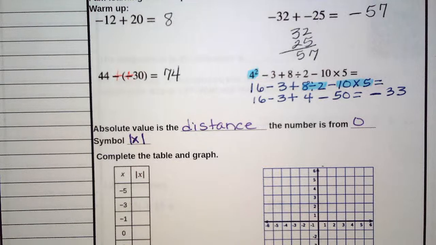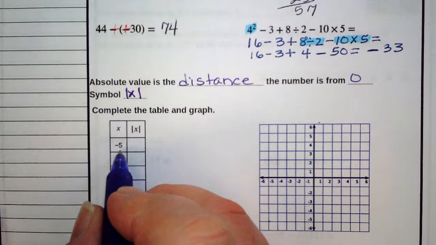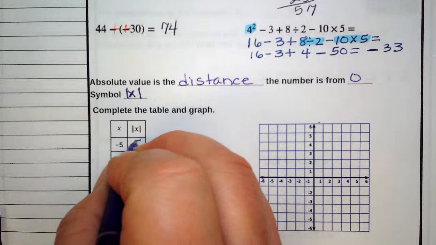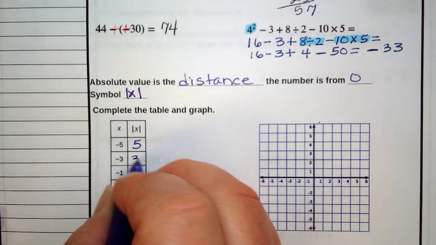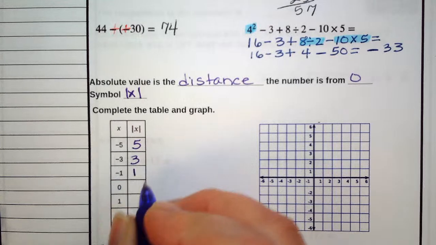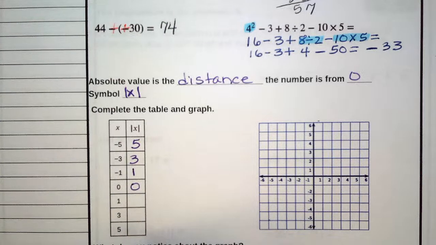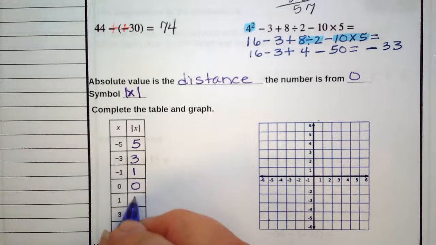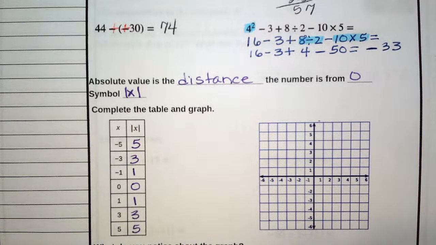So let's see what the absolute value graph looks like. If I'm looking at this, how far is negative 5 from 0? Well, it's 5 units. How far is negative 3 from 0? 3 units. How far is negative 1 from 0? 1 unit. How far is 0 from 0? It's not anywhere. So that is 0. 1 is 1 unit from 0. 3 is 3 units from 0. And 5 is 5 units from 0.